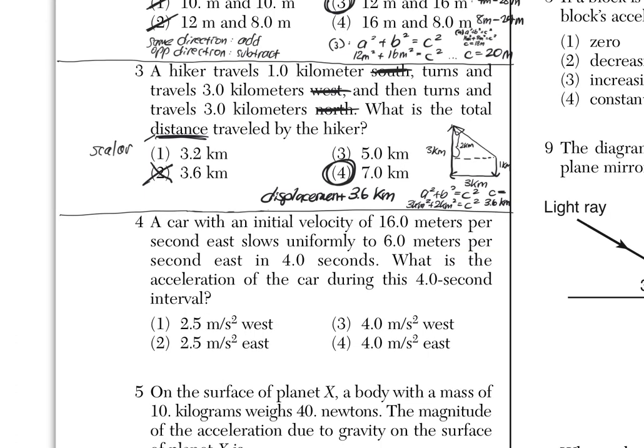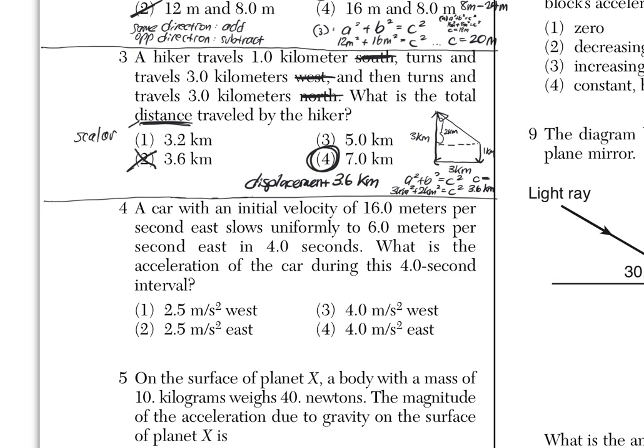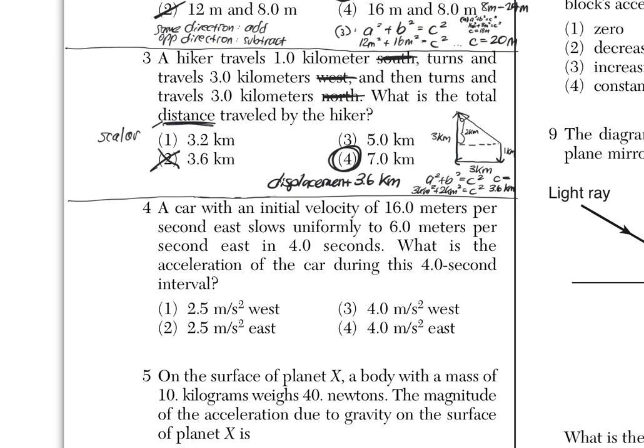All right, number 4. So we have an initial velocity of 60 meters per second east, slowing to 6 meters per second east in 4 seconds. What's the acceleration during the 4-second interval? So there's two different ways that you can do this.